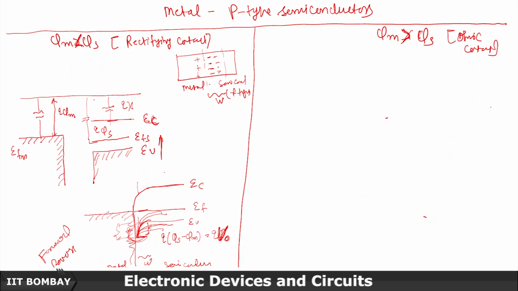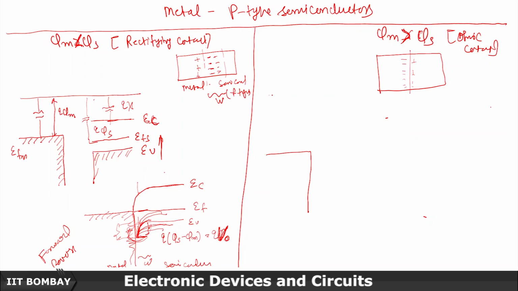Now coming to the ohmic contact case, so phi m is larger than phi s. So what will happen here? This will have the negative charge, positive charge. Okay. So now phi m is greater than phi s. It's the other way around.